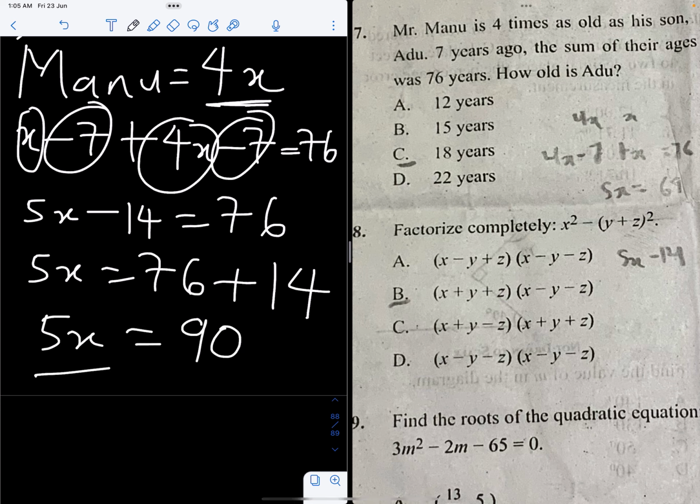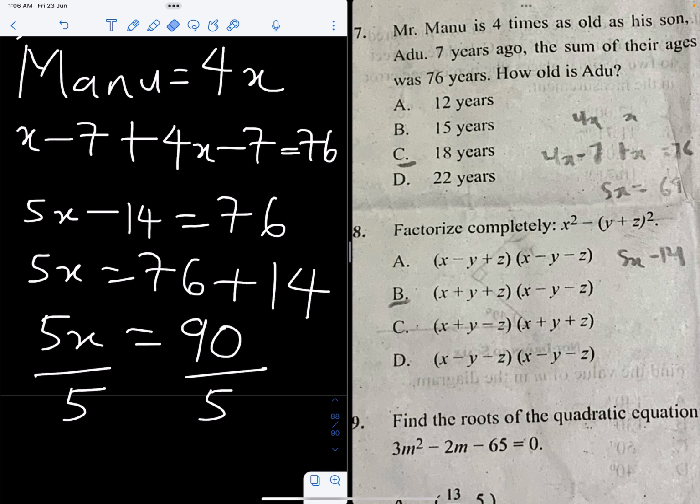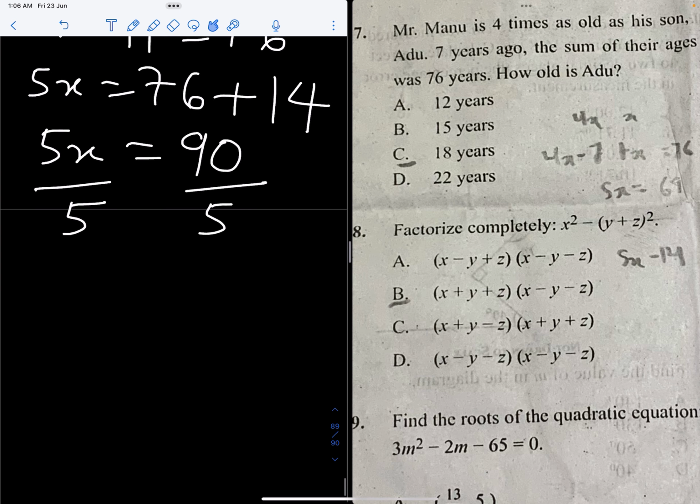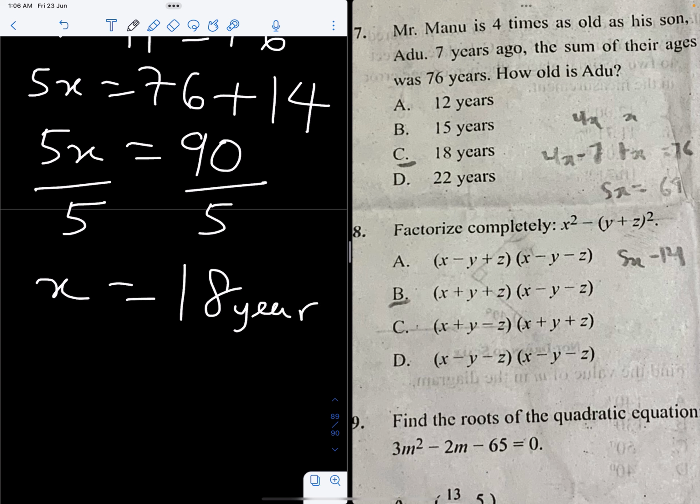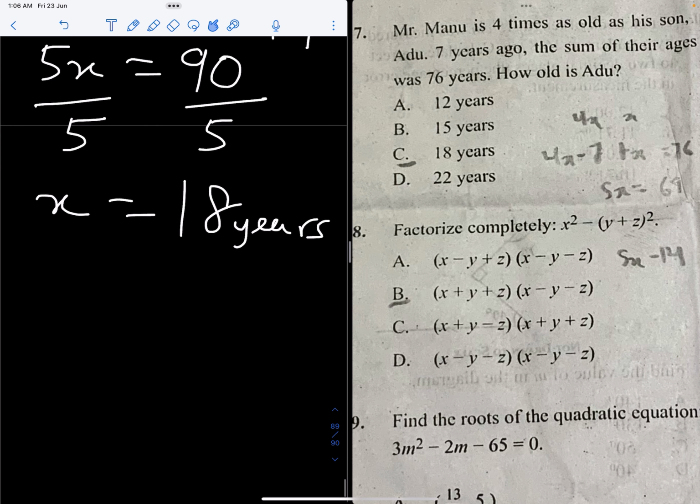Now you divide both sides by 5 to get X. And that means X equals 18 years. So therefore, Adu's age is 18 years. Now the correct option is C. We go straight to the next, which is number 8.